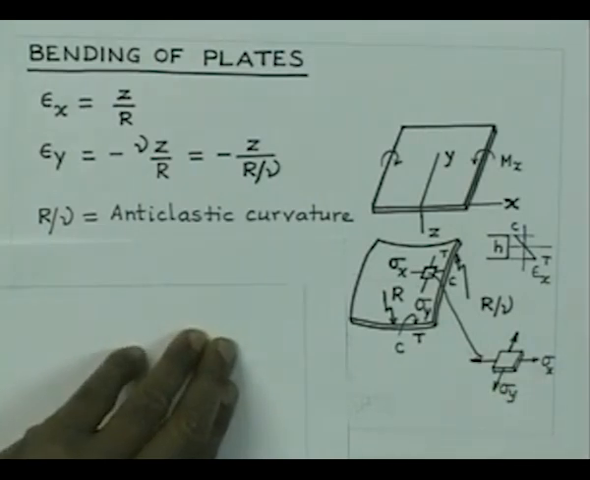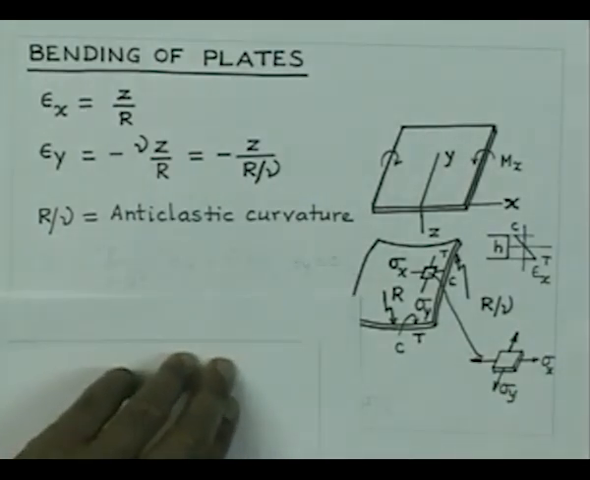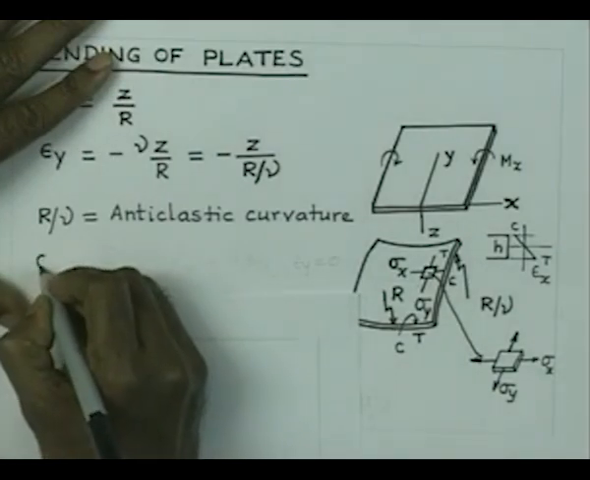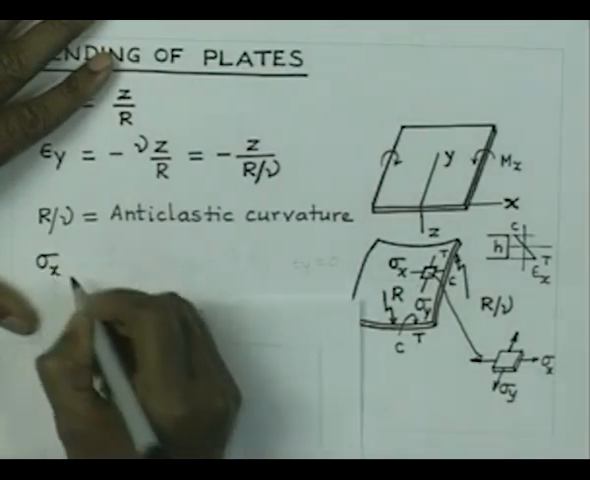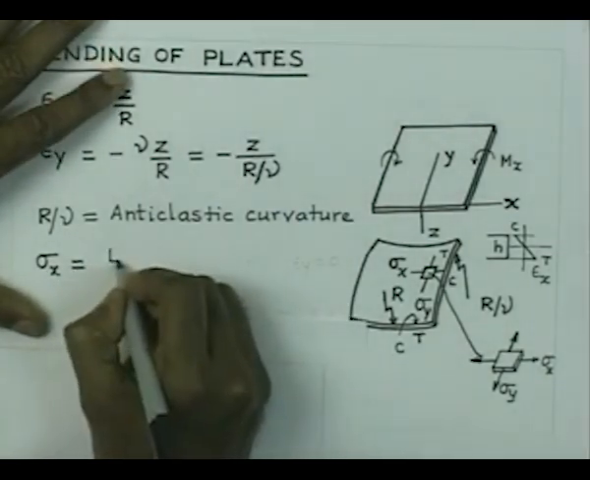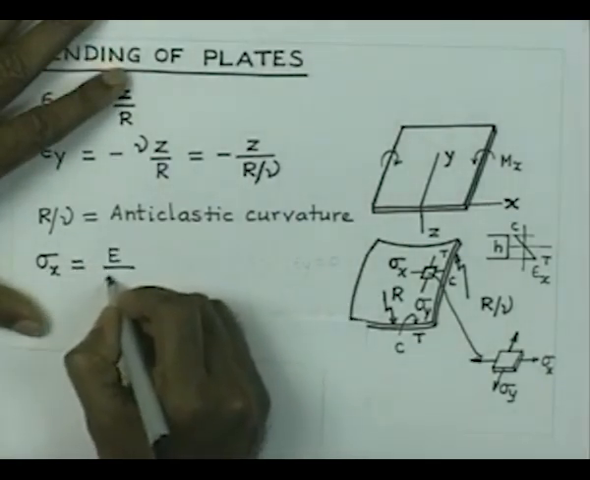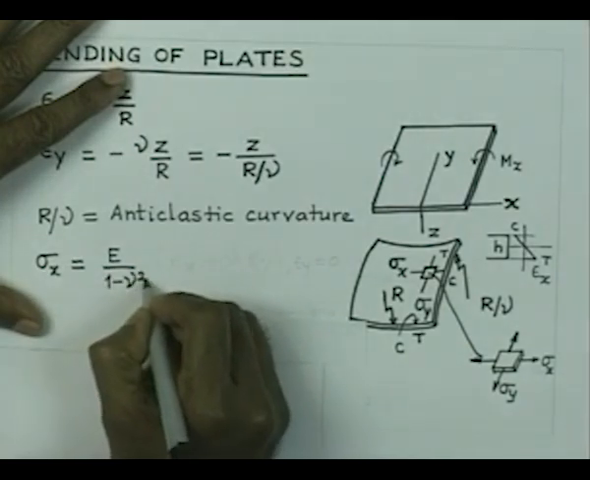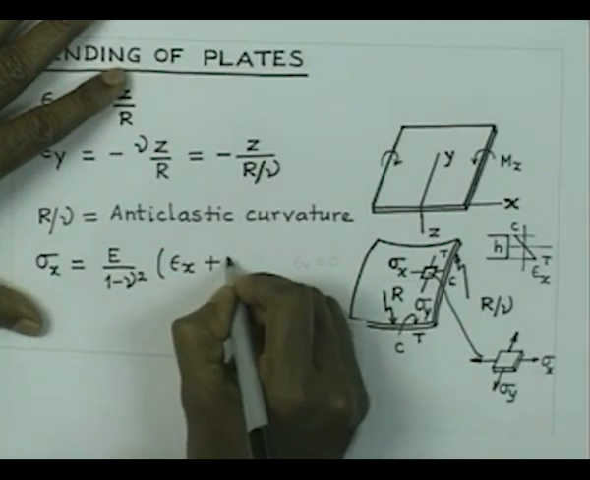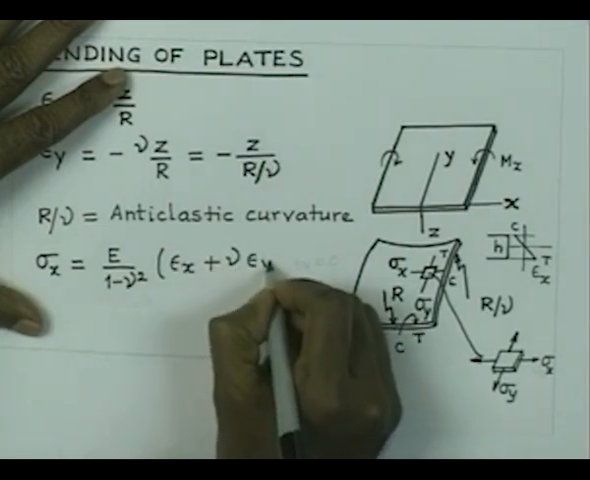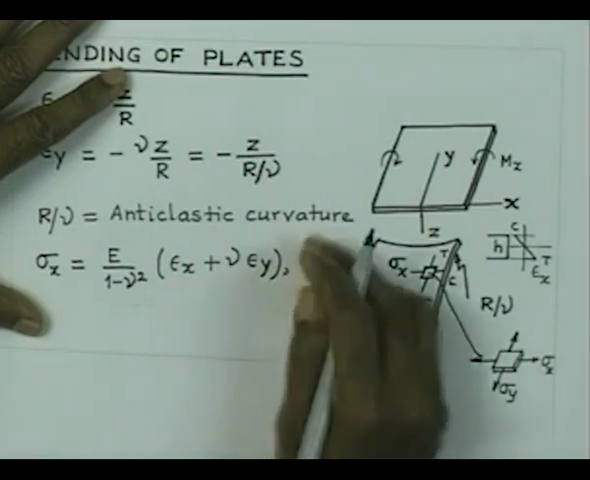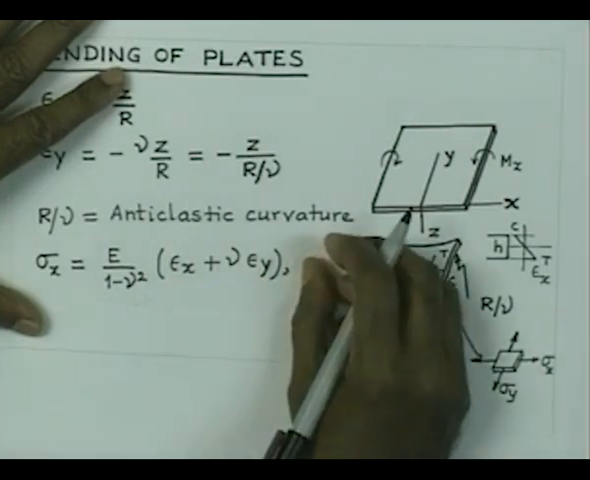dimensional problem, and we can now write, since there are two strains, it is a plane stress sort of situation. So, we can now write sigma x is equal to E by 1 minus nu square into epsilon x plus nu times epsilon y. So, that is the expression for the stress sigma x.